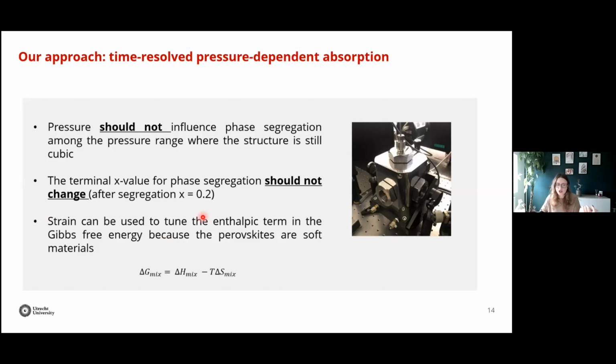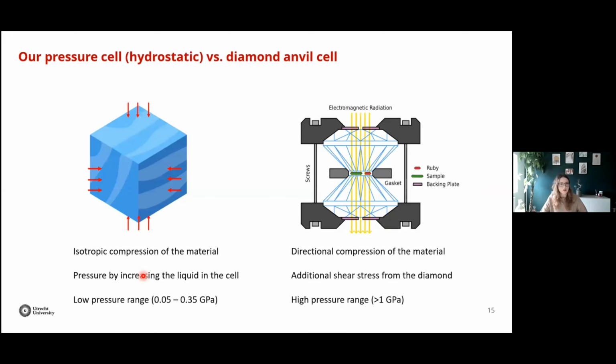But then the other reason was that actually strain can be used to tune the enthalpic term of the Gibbs free energy. So we can at least have an idea if this hypothesis is convincing. So before I jump to the result, just a picture of our pressure cell and a common diamond anvil cell. So this is probably something that you have seen more often.